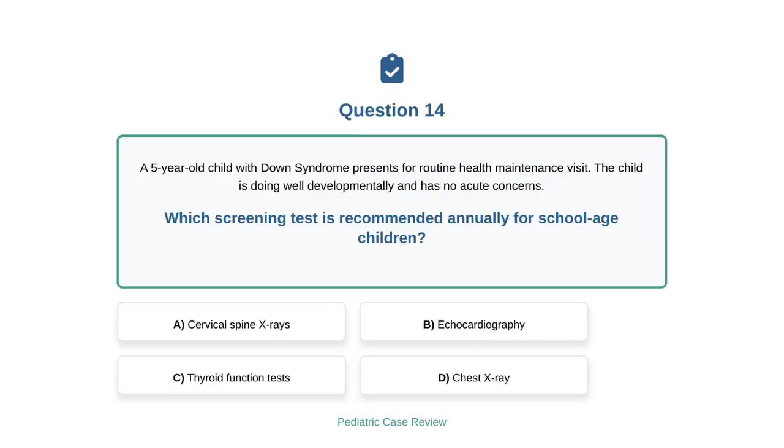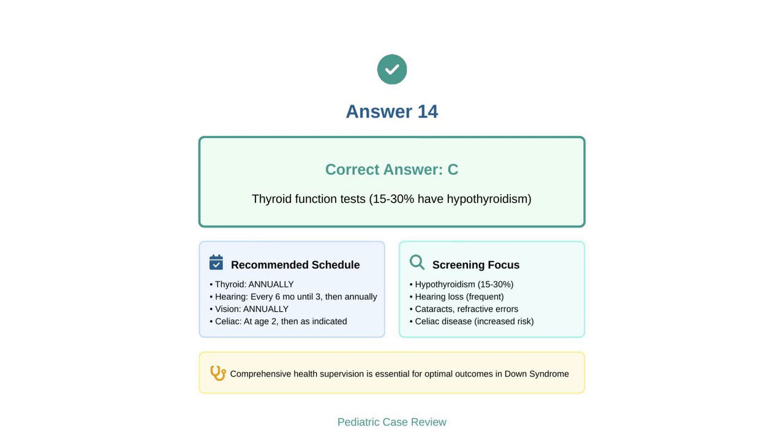A 5-year-old child with Down syndrome presents for a routine health maintenance visit. The child is doing well developmentally and has no acute concerns. Which screening test is recommended annually for school-age children with Down syndrome? Option A, cervical spine X-rays. Option B, echocardiography. Option C, thyroid function tests. Option D, chest X-ray. The correct answer is C.